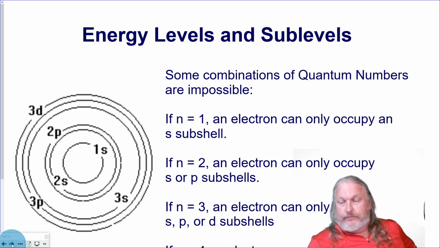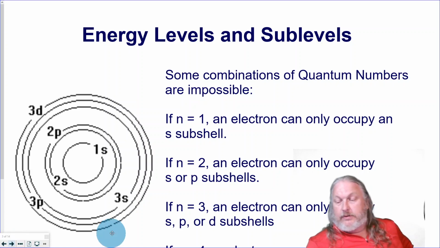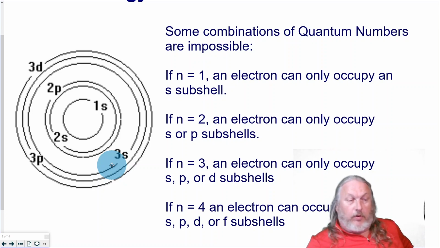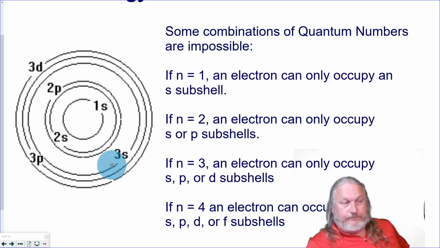n. Now n equals 2, an electron can only occupy an s or a p subshell. When n equals 3, an electron can only occupy s, p, or d subshells. If n equals 4, the electron can occupy either the s, p, d, or f subshell.